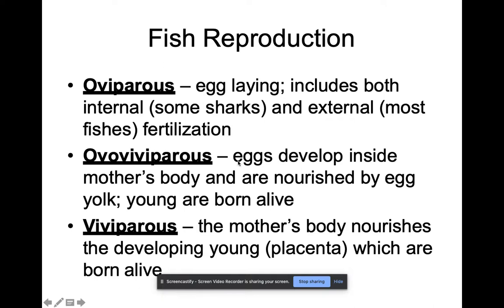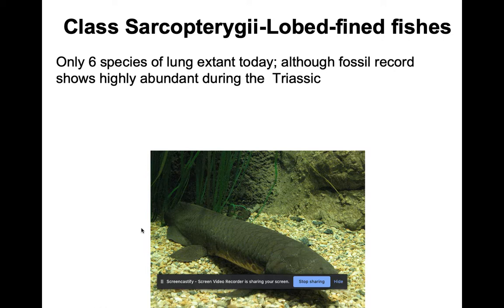Ovoviviparous is some sharks. They fertilize eggs, and the eggs stay inside the mother. There's no placenta, and they're nourished by the egg yolk, and the baby sharks are born alive. Viviparous is what we're familiar with in mammals, having a placental connection. Most mammals have a placental connection, and our young are born alive.